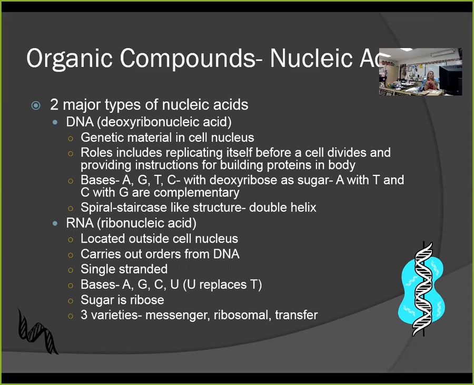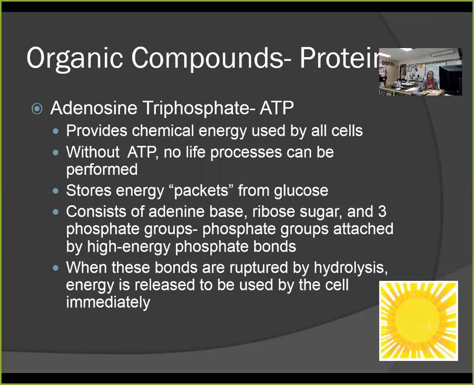RNA is single-stranded, and for the bases, uracil replaces the thymine. So you'll see that that's the only difference in the bases of these two. The sugar is ribose instead of deoxyribose, ribonucleic acid. And then you have 3 varieties. You have messenger, ribosomal, and transfer. And for now, you just need to know that you have 3 varieties. We're going to look more in detail at protein synthesis next week.